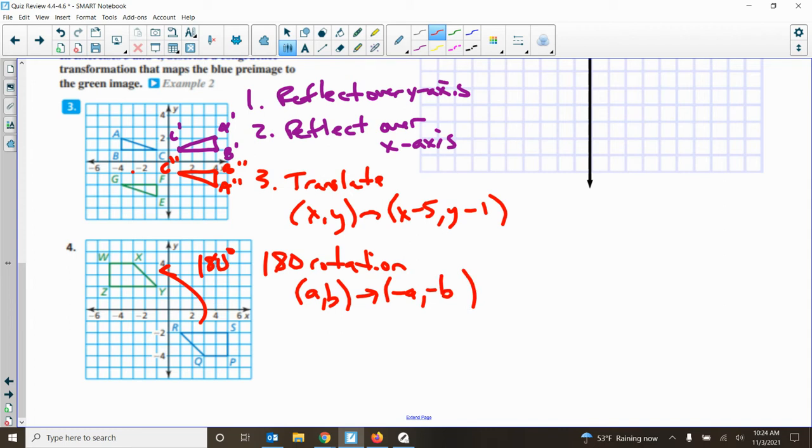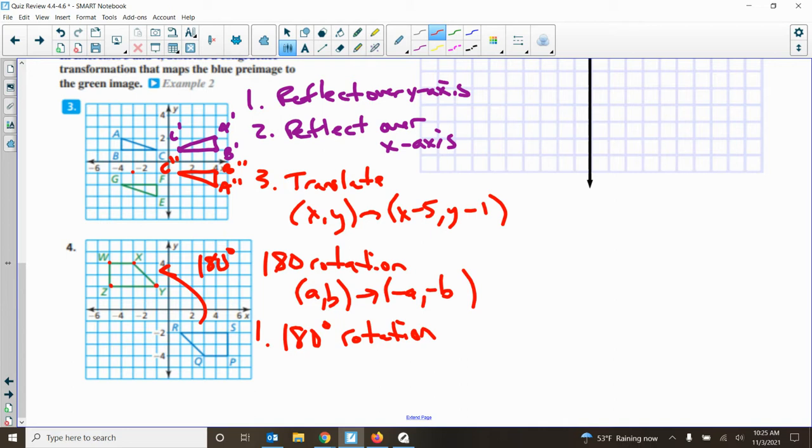R is at 1, negative 2. So that's going to go to negative 1, positive 2. So R prime is in fact Y. We're good there. S is 5, negative 2. It's going to go to negative 5, positive 2. So that's Z. Q is 3, negative 4. So it's going to go to negative 3, positive 4. That's X. And then P is 5, negative 4. That's going to go to negative 5, positive 4. And that is W. So here, it's only one step. 180 degree rotation.